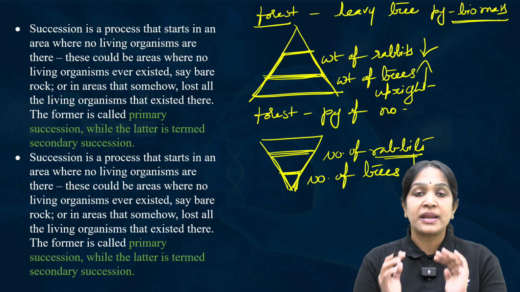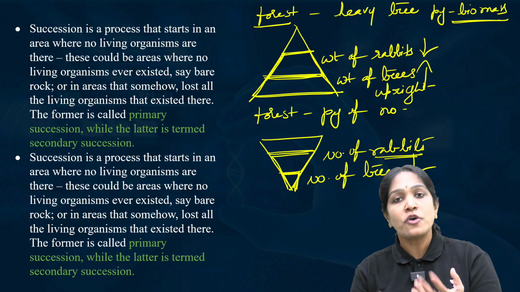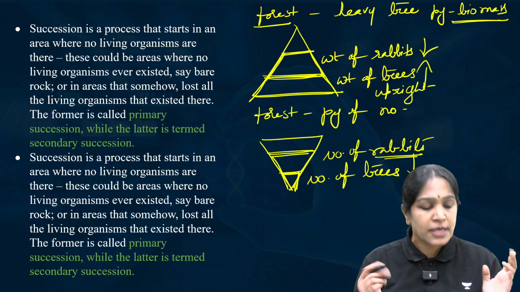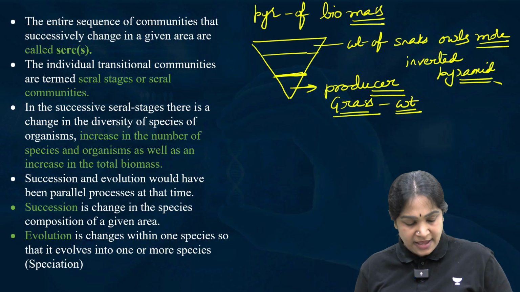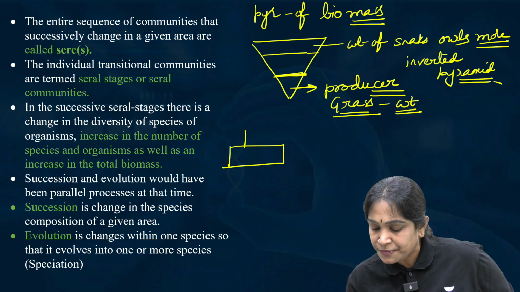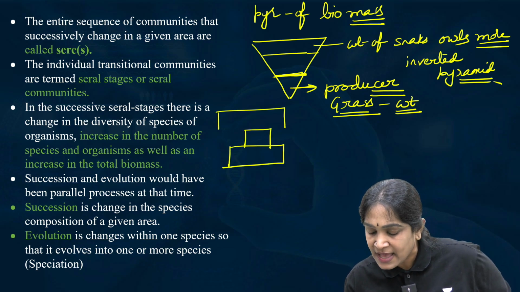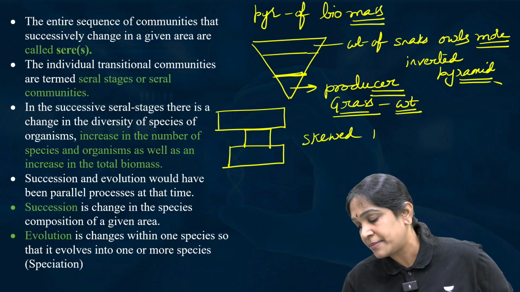Grassland, if you take pyramid of numbers, is upright. Pyramid of biomass will be inverted, or skewed pyramids are also possible. Like if you observe, you can have some skewed pyramids, like for example, one step will be broad, second step will be narrow, third step is again broad. This is called as skewed pyramid.